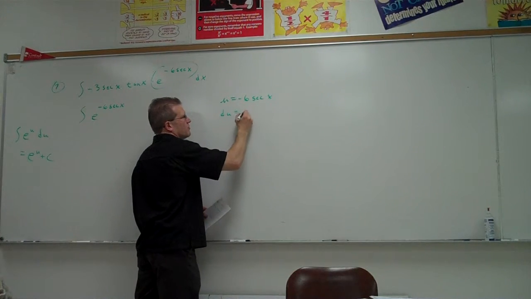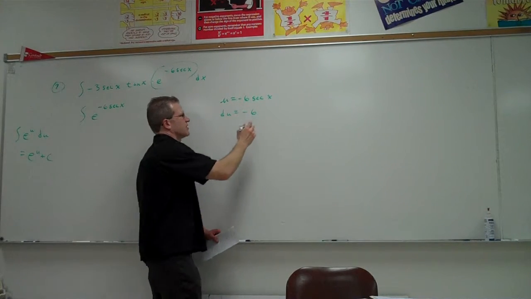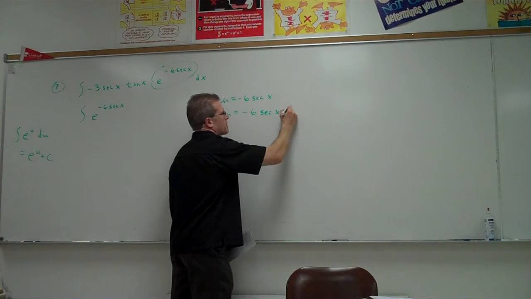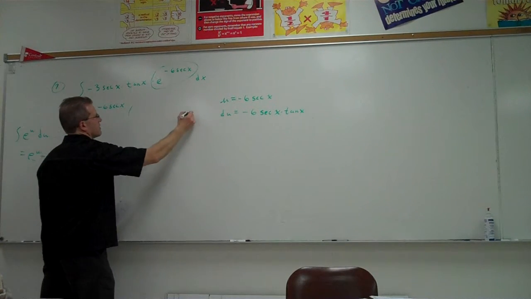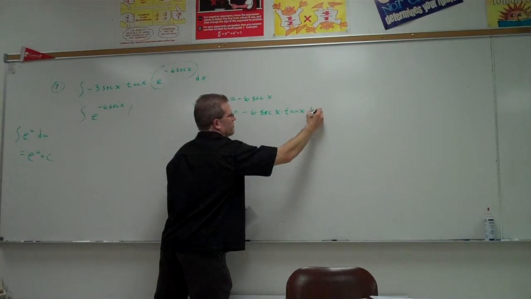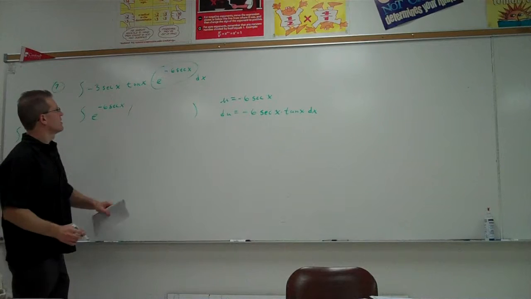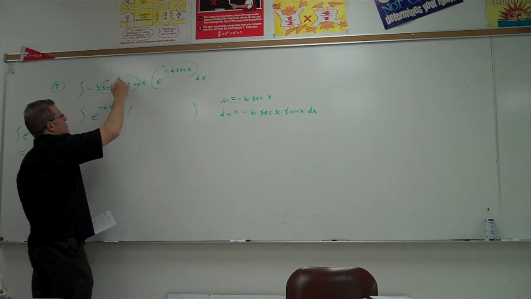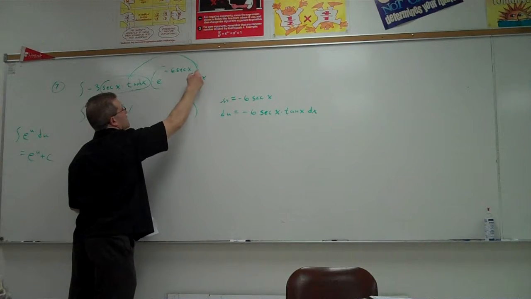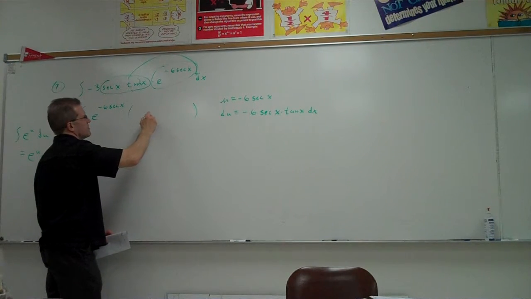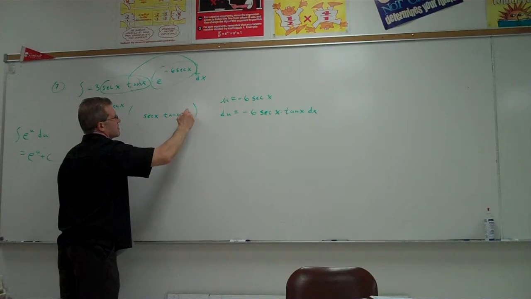So my derivative of u would be negative 6. What's the derivative of secant of x? Secant x tangent x, right? So that's what I need to have right here, and then a dx on the end also. So how can I get negative 6 secant of x tangent of x dx right here? Well, I can take this stuff, whoops, and move that over there. I can move this over here. So that would give me secant of x times tangent of x, and that dx.